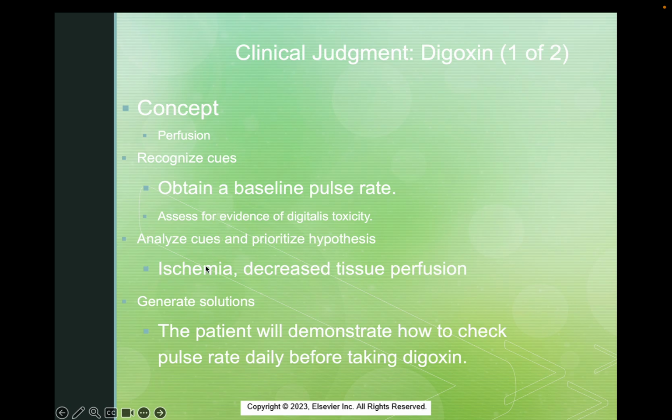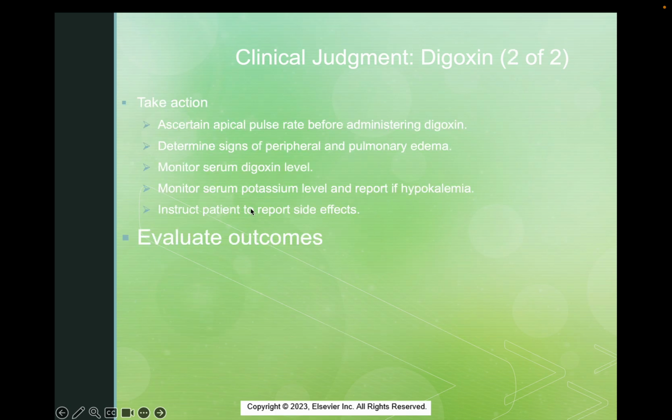All of these things are things we need to assess for, including ischemia, tissue perfusion, and then teaching. We want to make sure our patient understands how to check their own heart rate if they're taking oral digoxin daily, and that's something that they need to assess.